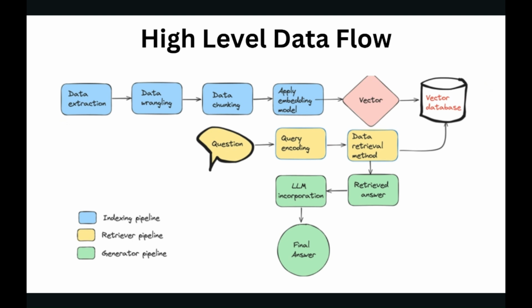So whenever the user queries in, the query gets encoded, then it goes to the data retrieval method. In the data retrieval method, it gets into your vector database, and it pulls the documents which are relevant to your query. So your query plus the relevant documents will be pushed onto the retrieved answer. So here we'll be sending the data which we got from the vector database plus your prompt query.